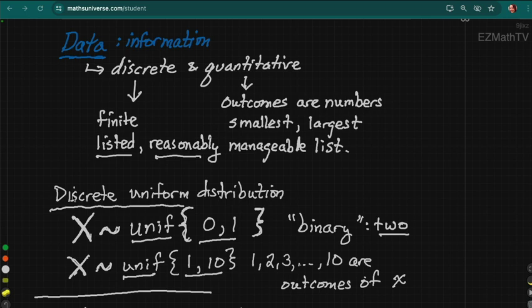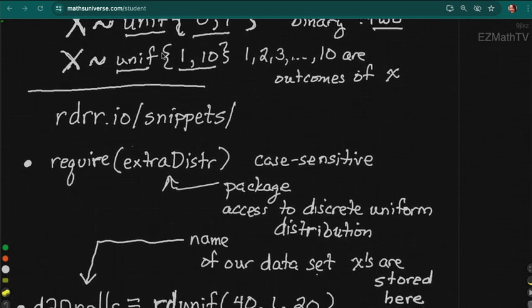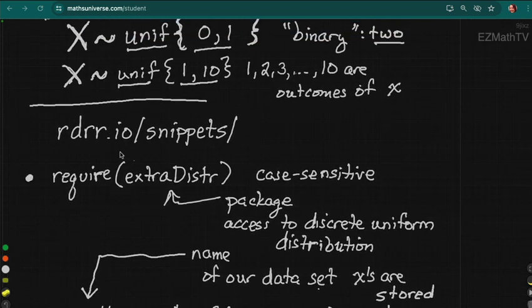In order to create some data, we're going to need to visit a website called rdrr.io/snippets/, with another slash at the end. When you go to that website, you will see an entry window in front of you that you can enter stuff into, and there's already stuff in there that's been preloaded, but we can delete all that and we're going to put our own things in.